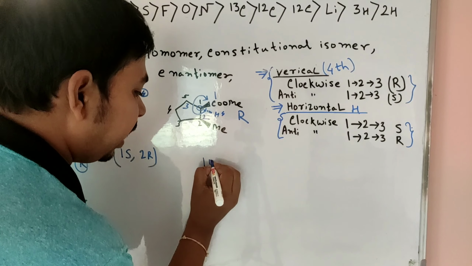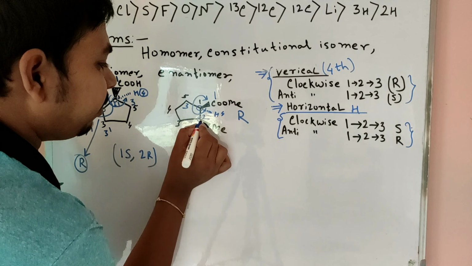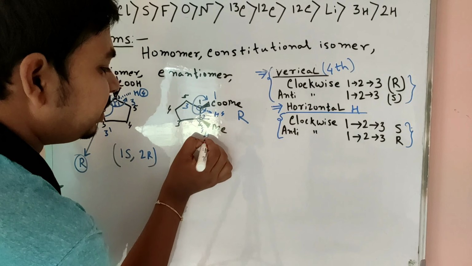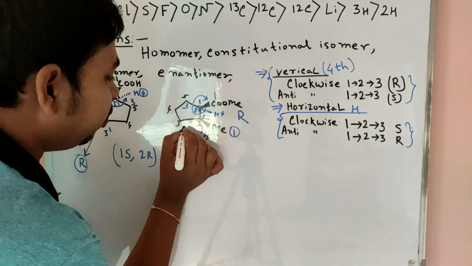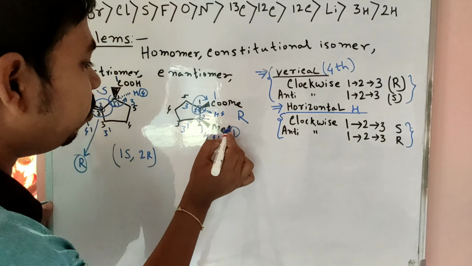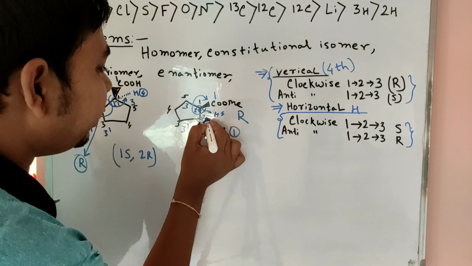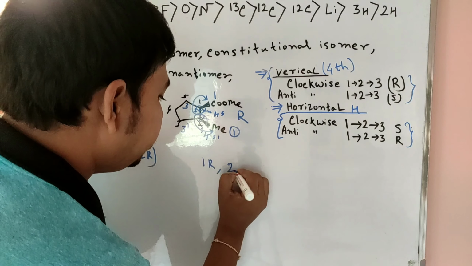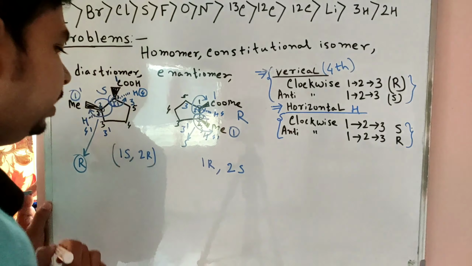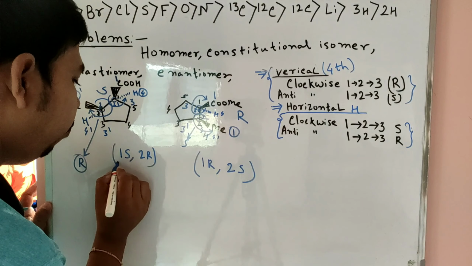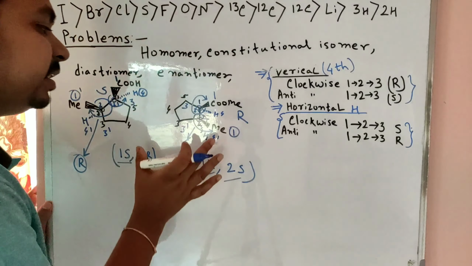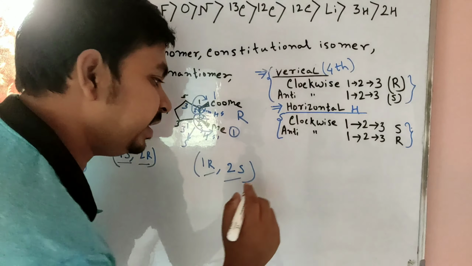So here 1R. Then when we consider the second carbon center, hydrogen is similarly placed downside, so methyl is 1. When you go upward, it is 2, and when you go through this bond, it is 3, and 4 is hydrogen. The rotation is anti-clockwise, so we can say 2S, this center is S. So now here 1S, 2R, and here 1R, 2S. So we can easily say that these two structures have an enantiomer relationship.